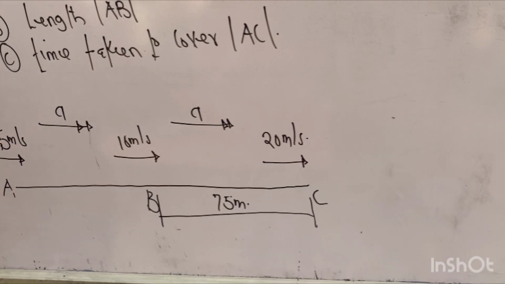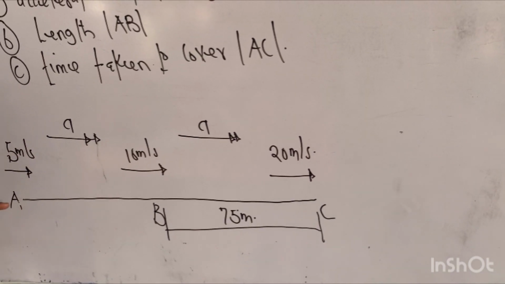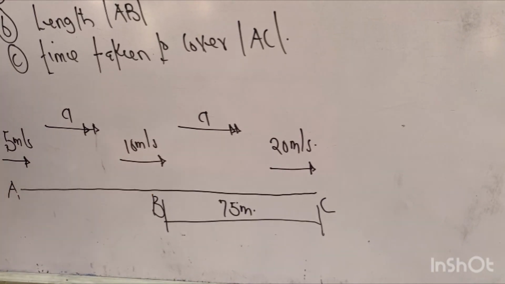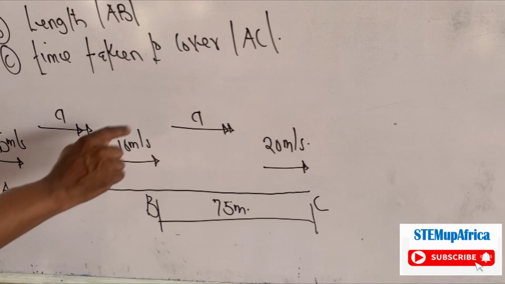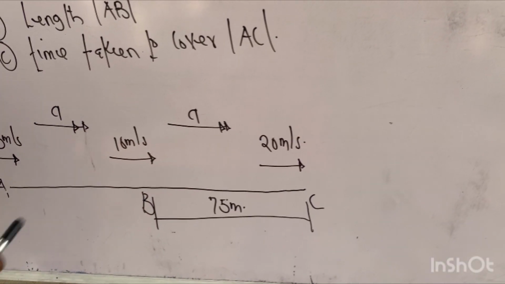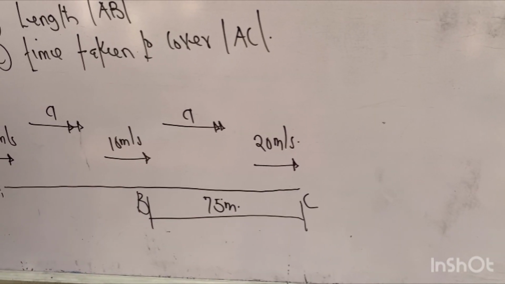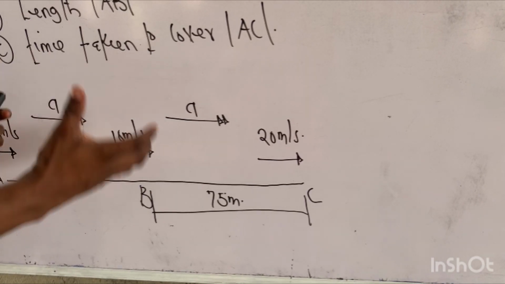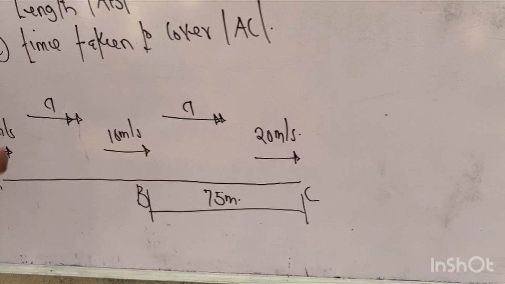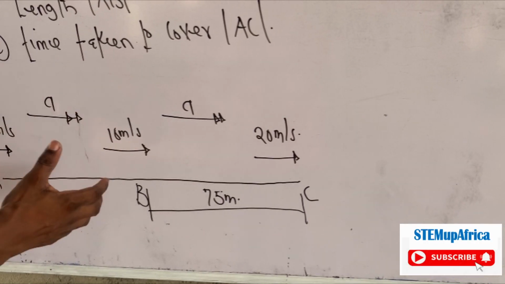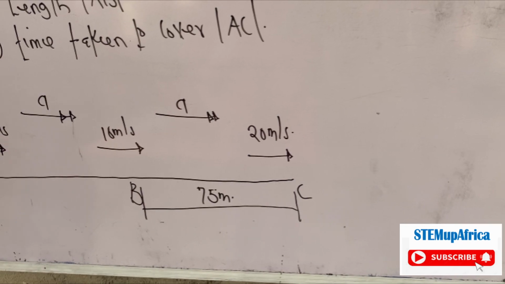So how do we determine the acceleration? Now let's analyze the diagram that we have. Between points A and B, A is the initial velocity and B is the final velocity. Between points B and C, B is the initial velocity and C is the final velocity. Distance BC is 75 meters, although we don't have distance AB. So if you consider the region BC, it contains initial velocity, final velocity, distance, and acceleration. So I will consider the region BC to find the uniform acceleration.